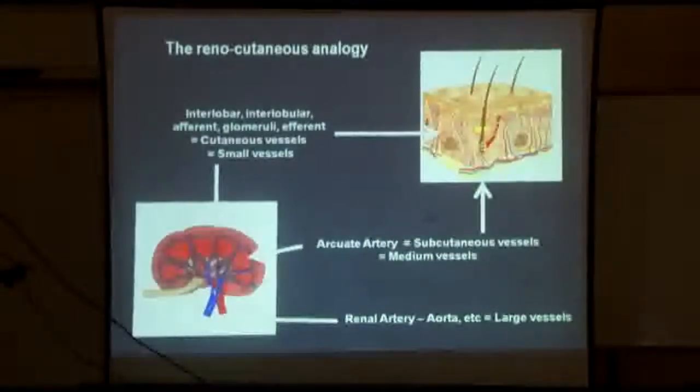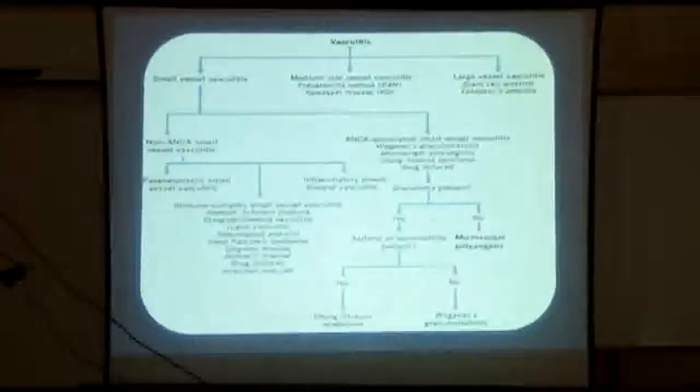That is why so frequently, even in children with Henoch-Schönlein purpura, you get renal involvement, and you want to rule it out. Most of these patients with simple vasculitis like Henoch-Schönlein purpura, we want to make sure that there is no renal disease. The need for that is because of this renocutaneous analogy that I'm talking about.